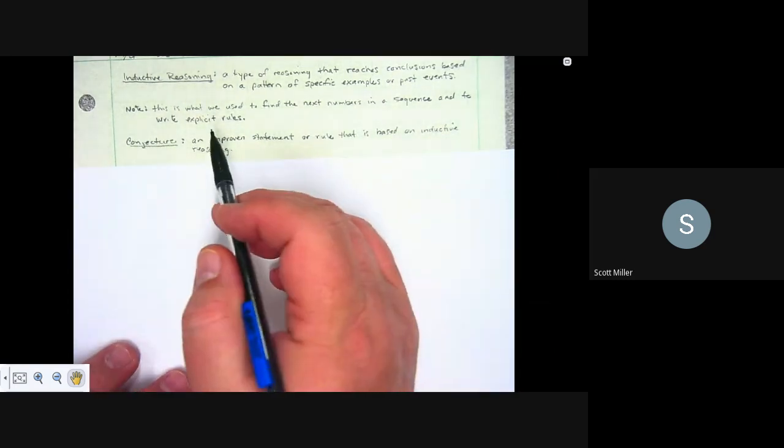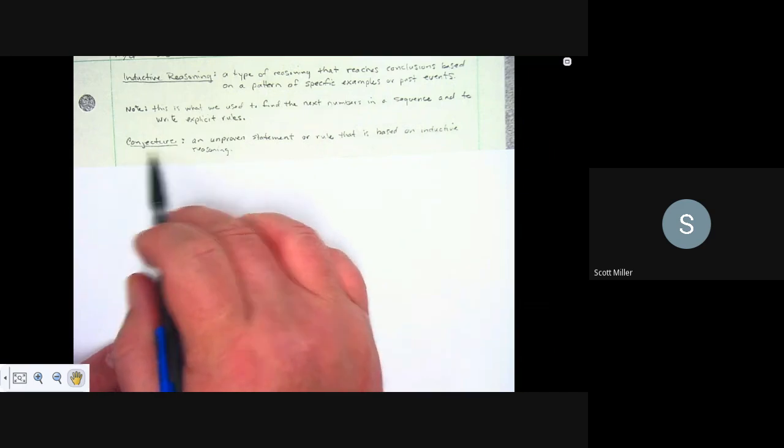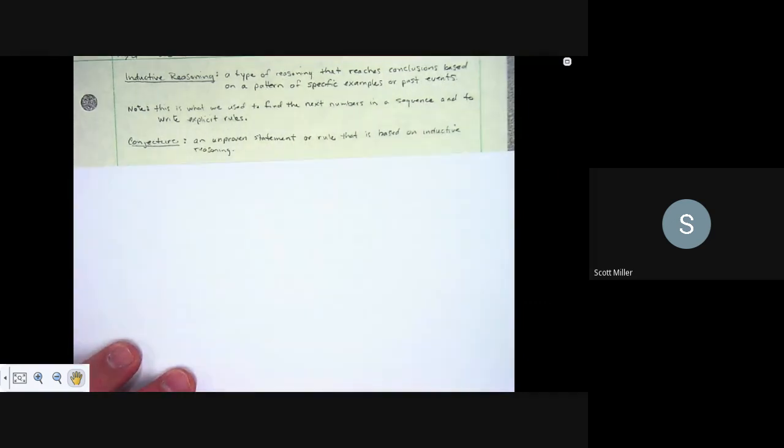We knew it worked, but it was unproven. So that's really what the conjecture was. It's an unproven statement or rule. So the explicit rule was the conjecture, and when you found the next numbers in a sequence or the pattern, that was inductive reasoning. Okay? It's basically saying the same thing. We found the explicit rule for a table and a sequence, and we were writing the conjecture.